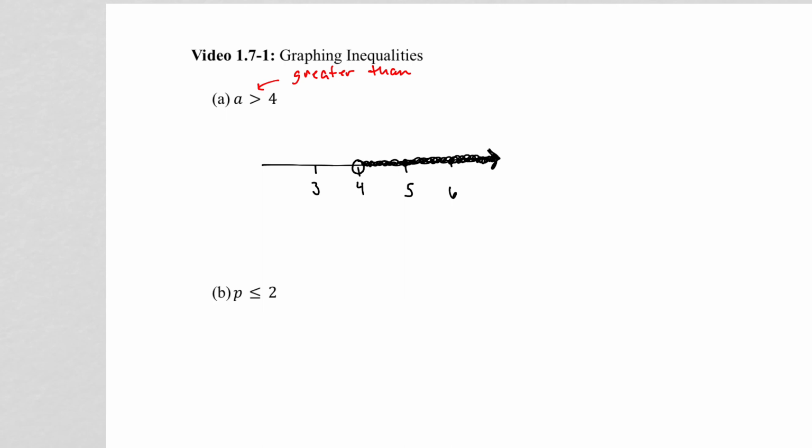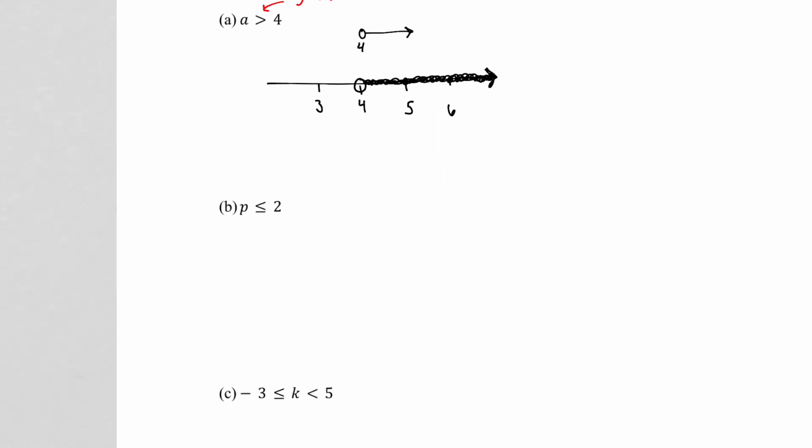Now, oftentimes when I am making number lines in my notes, I do something like this where I just make an open point, I'm graphing to the right, and I put a little 4 there. So I just want to bring that up because you might see that notation in some of the videos going forward.